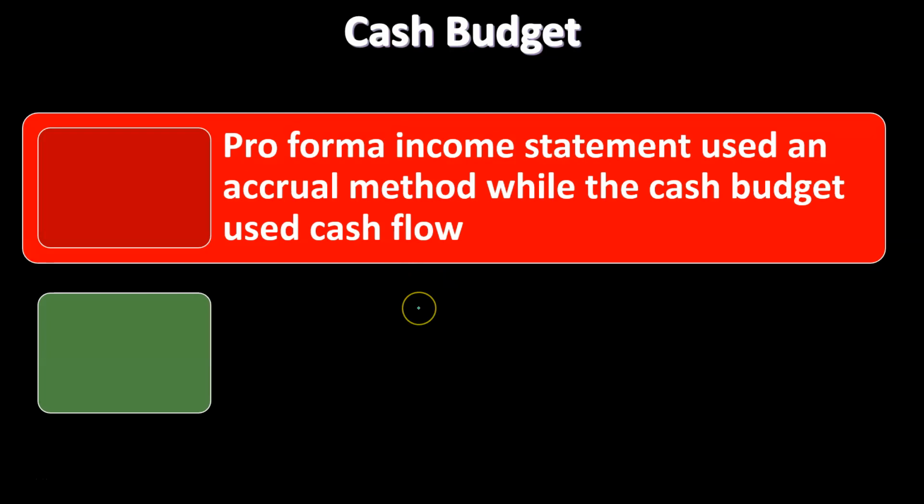Cash budget. In a lot of ways, we can compare the cash flow budget to the income statement, the income statement showing the activity on a flow basis. So the pro forma income statement uses an accrual method, while the cash budget is going to use a cash flow method, showing performance on the income statement in terms of an accrual method, showing revenue when it's earned, expenses when they are incurred, as opposed to when the cash flow happens.